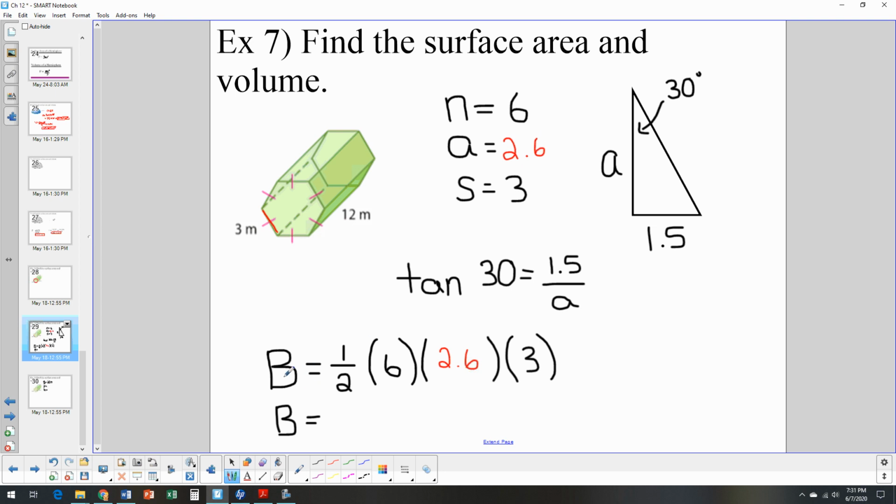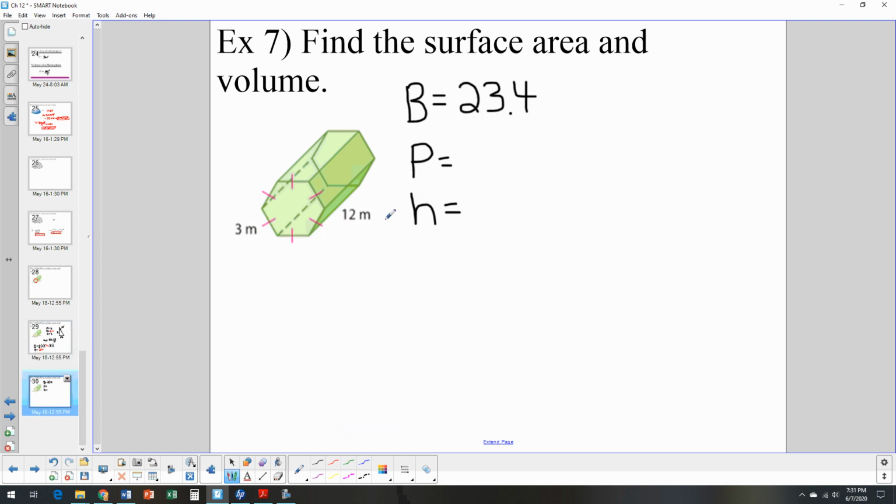So now the area of the base, or 1/2 nas, is 1/2 times 6 times 2.6 times 3, and we get 23.4. All right, so that takes care of B. So if B is 23.4, I still need P and H. So P, 6 different sides, all of them are 3. We have 3 times 6, or 18 for P. And then the distance between the two bases, the height here, was 12.